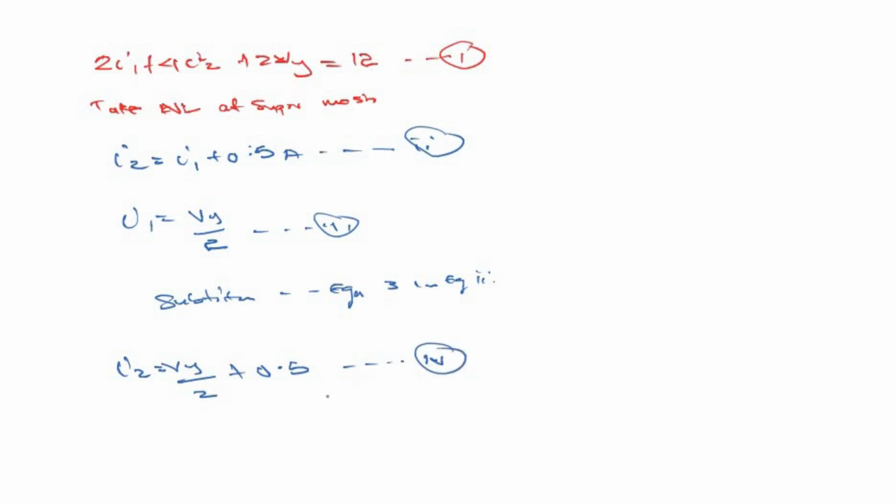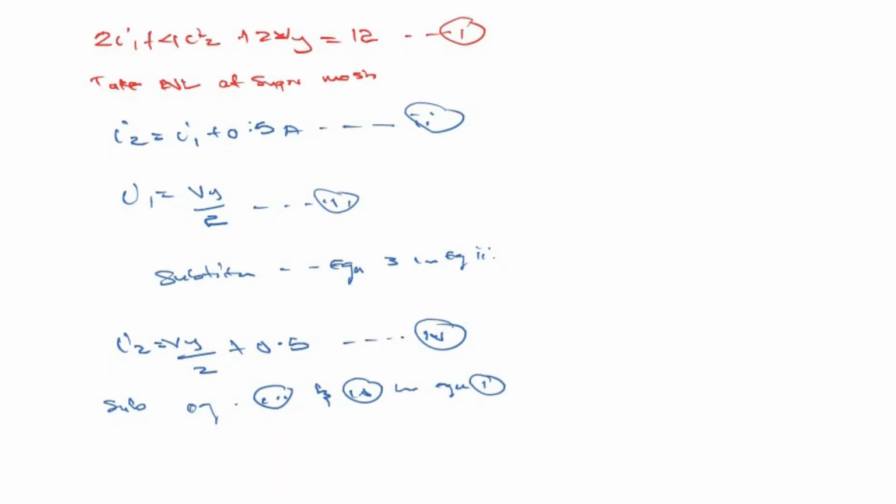So if this is equation 4, we can substitute the value of I1 and I2 in equation 1. So now, substituting equation 3 and 4 in equation 1, we can divide equation 1 by 2.